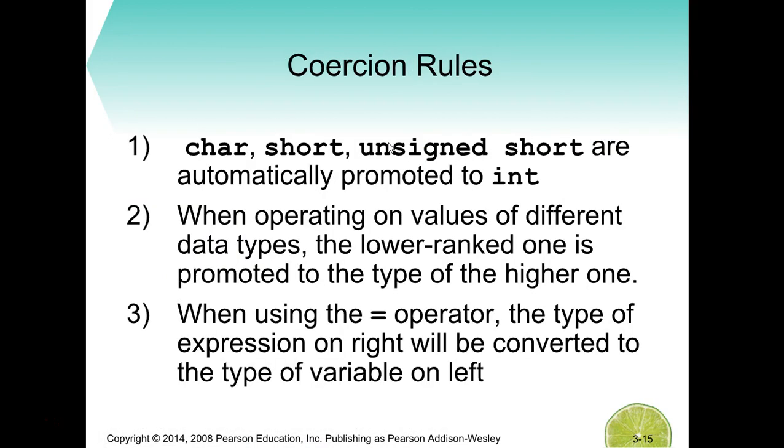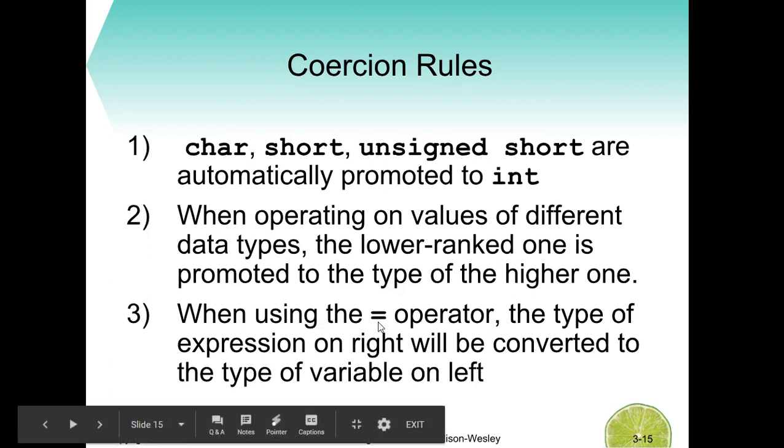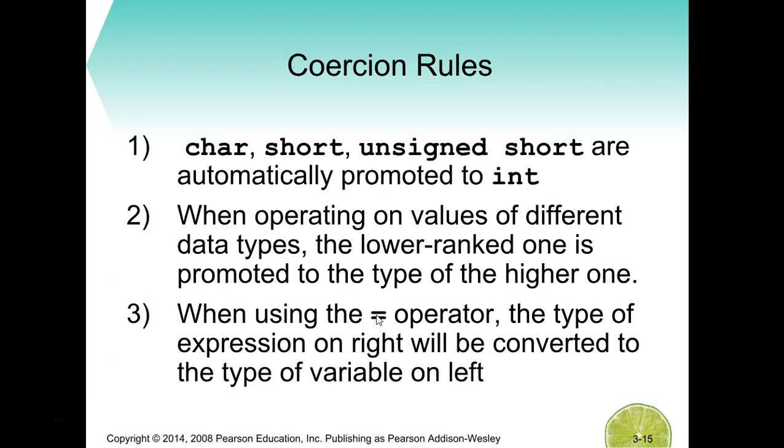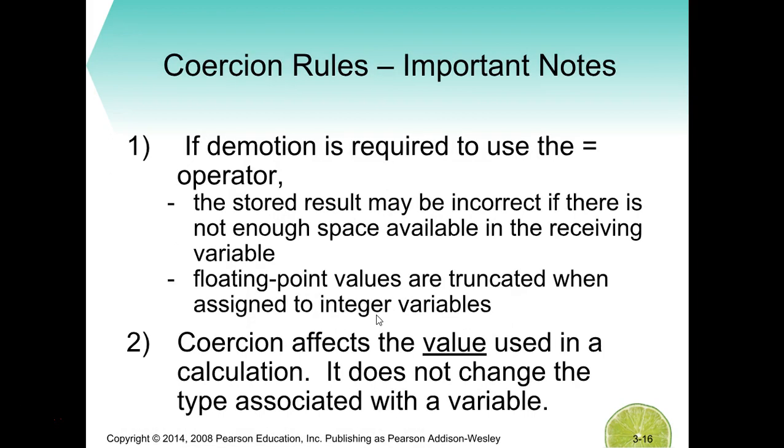There are certain rules that are followed. It says char, short, and unsigned short are automatically promoted to integers. And that's what happens when we use the cin operator. It takes a character and promotes it to an integer. When operating on values of different types, the lower ranked one is promoted to the higher one. And when using the assignment operator, that's the single equals, the type of the expression on the right will be converted to the type of the variable on the left.